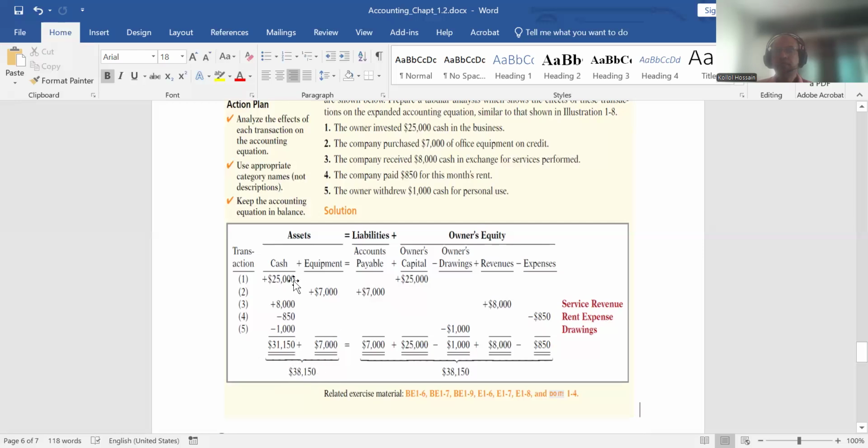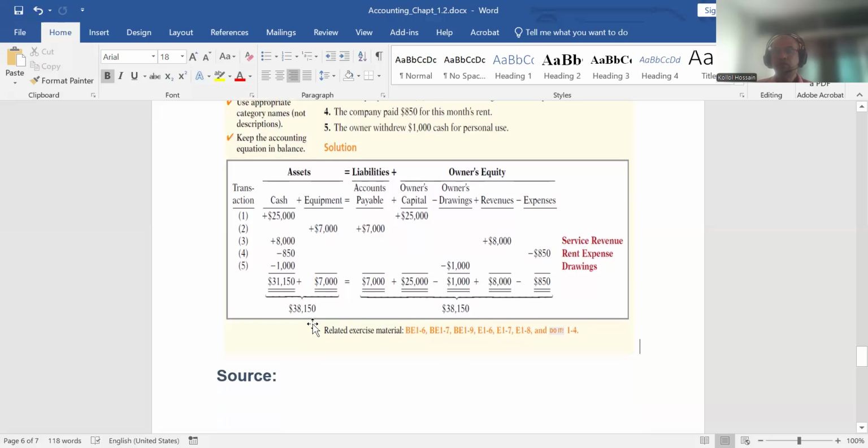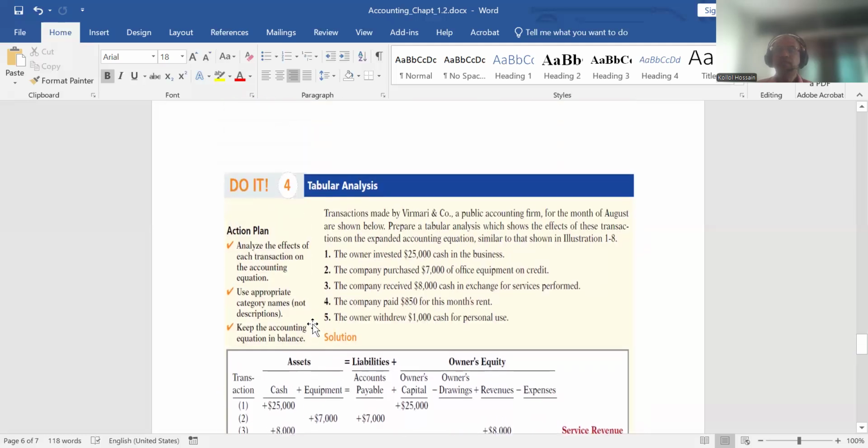This is the total. So liabilities, what is happening here? 7,000 liabilities. Owner's capital 25,000. Owner's drawings minus 1,000. Revenue plus 8,000. Expenses minus 850. If we add them, plus and minus, then the total figure will be 38,150 on the right hand side. So that's all for today's discussion. Actually, this is the impact on the accounting equation.